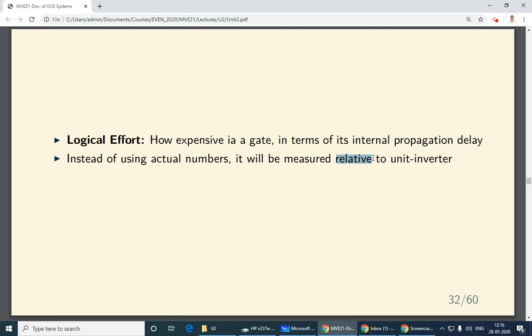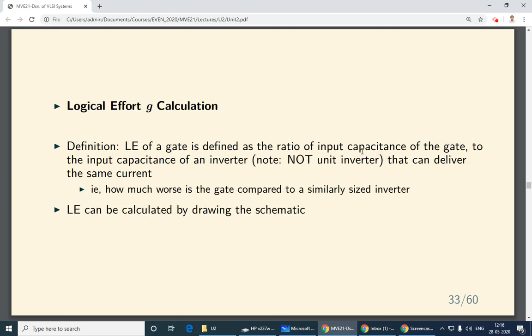Now we look at a gate. The unit inverter in some ways is one of the simplest gates, and that is why we are going to keep its logical effort as the reference, and everything is measured relative to that. And how do we do that? For that we look at the actual definition. The logical effort of a gate is defined as a ratio, which means it is going to have a numerator and a denominator. So for every gate it is going to be a ratio. What is it a ratio of? It is the input capacitance of the gate.